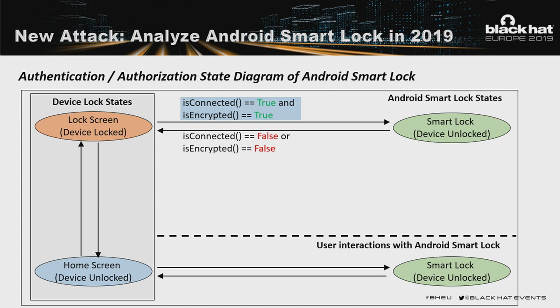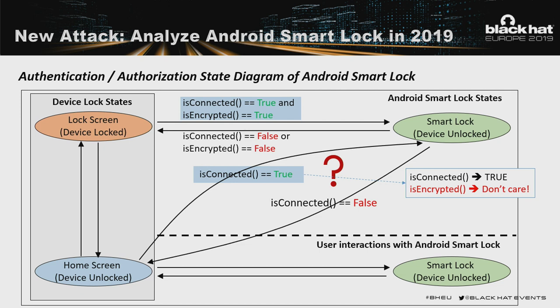What if the device is in the home screen? That is when the device is already unlocked. In this case, if there is a connection with the trusted device, the device must not enter the locked state. That is, in this case, is encrypted must be called. But according to our analysis, in this case, is encrypted was not called.